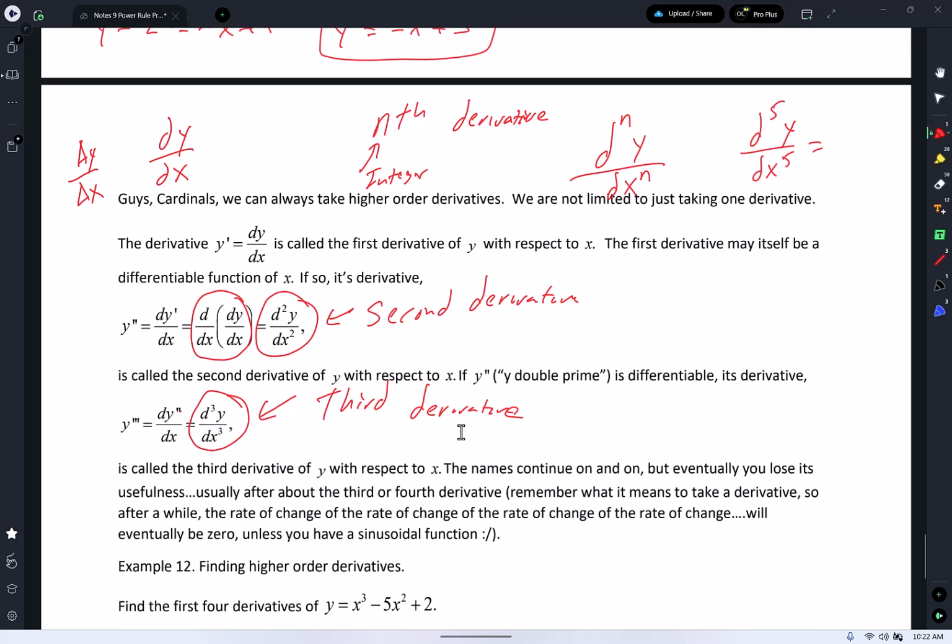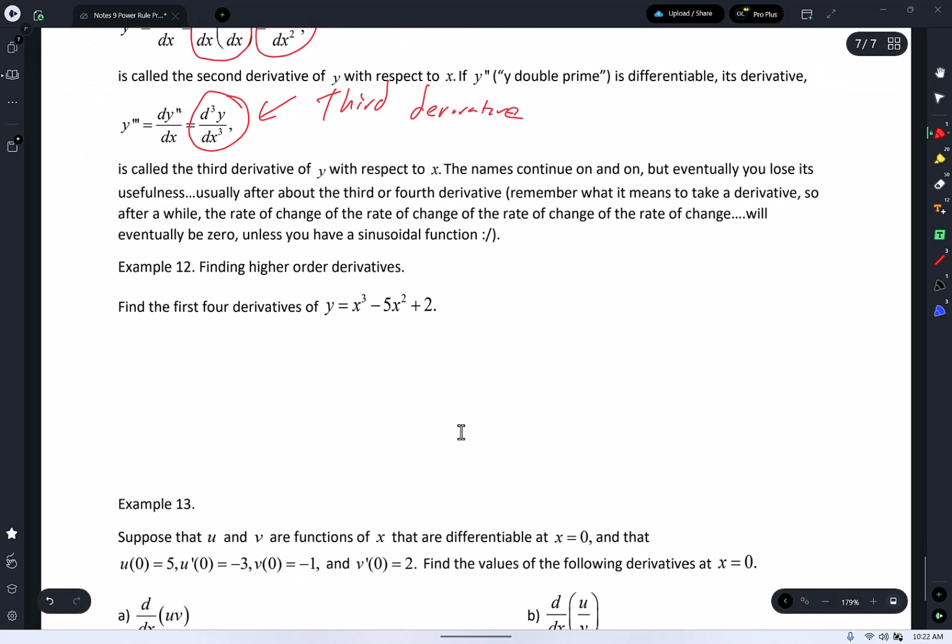Okay. All right, here we go. It says find the first 4 derivatives of this function. Relax, we're going to go slow. Y prime, I'm just using the power rule. What's the derivative of that function, guys? 3x squared minus 10x. Is that it?